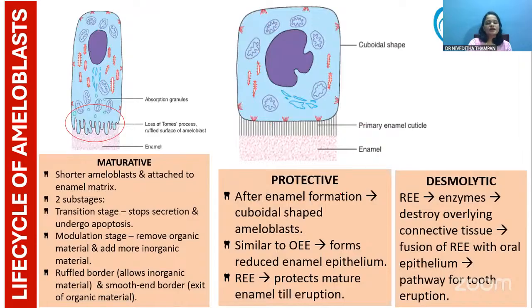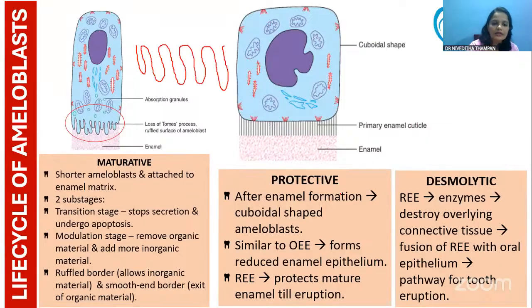Then in the maturative stage is where you will be able to see ruffled borders and smooth borders. This is the ruffled border, it will be something like this, and smooth borders will also be present. In the maturative stage, enamel secretion has already happened, so the cells will be somewhat shorter when compared to the formative stage, and around 50% of the cells in this maturative stage will undergo apoptosis.